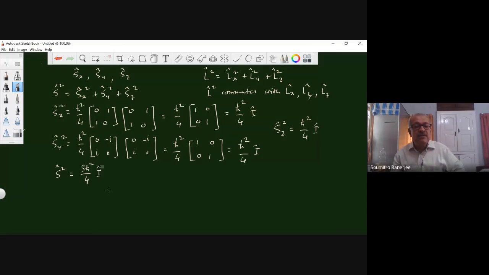This is interesting because h cross square has the same value, and you would notice that every spinor will be an eigenvector of S square, every spinor. So just apply S square on any arbitrary spinor (a, b), you will get 3 h cross square by 4, I operating on (a, b) will give (a, b). So any arbitrary (a, b) is an eigenvector of S square with this eigenvalue, right?